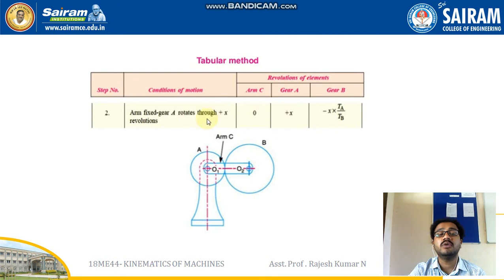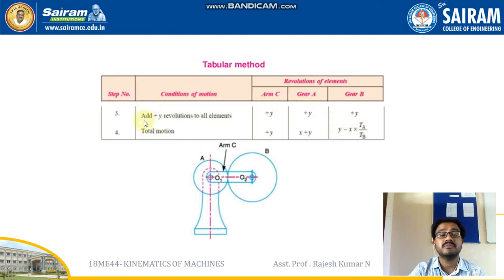Now moving to the second row, again the same condition: arm is fixed, gear A is rotating. Previously it was one rotation, now I will go with plus X rotations. Plus X can mean 2 revolutions, 3 revolutions or 4 revolutions. So let me multiply that many revolutions into gear B. Minus indicates it is rotating in the opposite direction. So minus X into TA by TB.